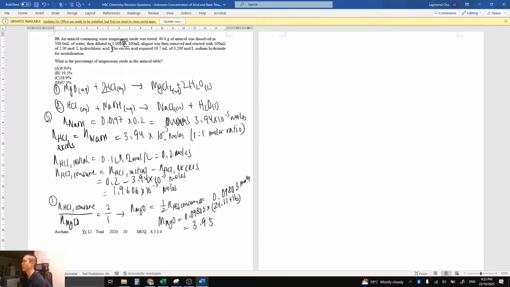So, jumping back, I have left out a stage. There is a reaction, but then there's a dilution, which I forgot. That's the diluted MgO, right? So we're at this point. It was only a 100 mL aliquot. So this is saying that in 100 mL, I have this many moles.